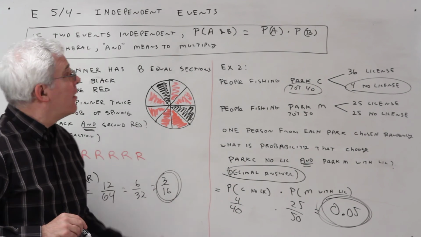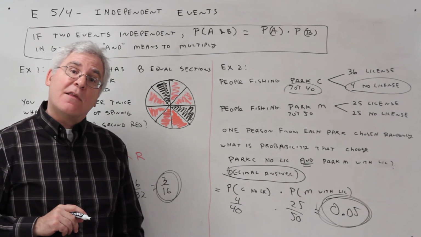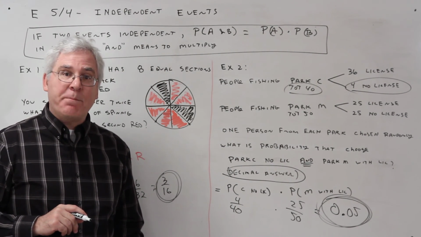So there you have it, 2 examples on how to deal with probabilities of independent events.